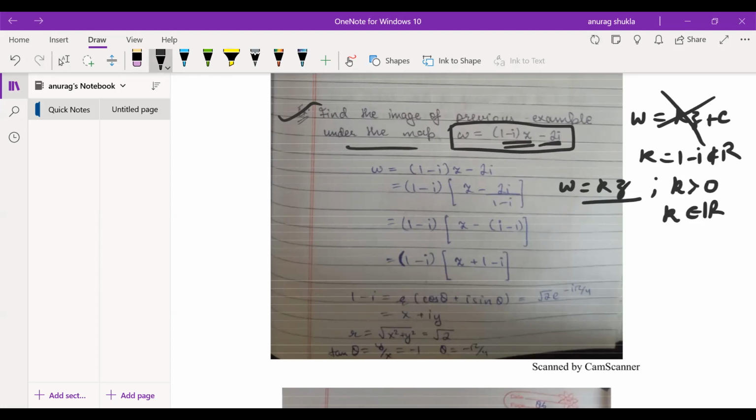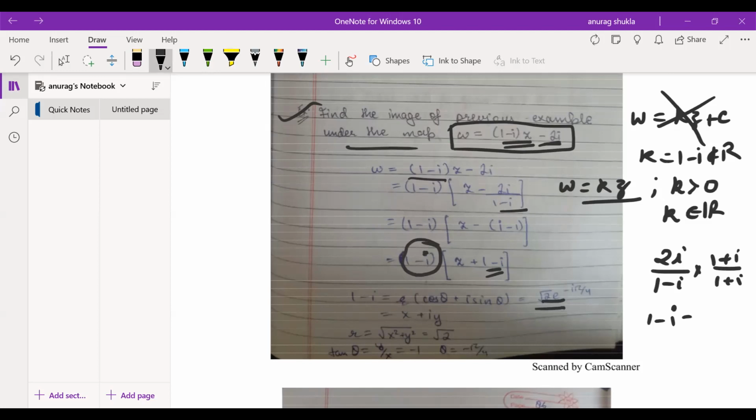So what we will do here, we will take 1 minus i as common. So it will become (1 minus i)(z minus 2i by 1 minus i). 2i over 1 minus i can be simplified by multiplying by the conjugate 1 plus i. So it will become (1 minus i)(z plus 1 plus i). 1 minus i is a complex number. We have to convert it to the polar system.